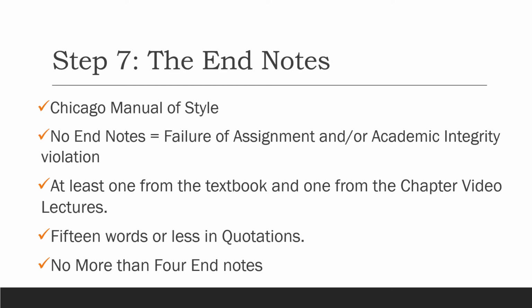Step 7, the endnotes. At least 1 endnote is required from the textbook and/or video lectures, or you'll lose 5 points. You must use the Chicago Manual of Style. Failing to endnote in the Chicago Manual of Style will result in a failing grade for the assignment and a possible violation of academic integrity for plagiarism and/or fabrication. Writing should be in the student's own words and not a lot of endnotes. You must use both sources in your writing, the textbook and the video lecture, as I stated before.